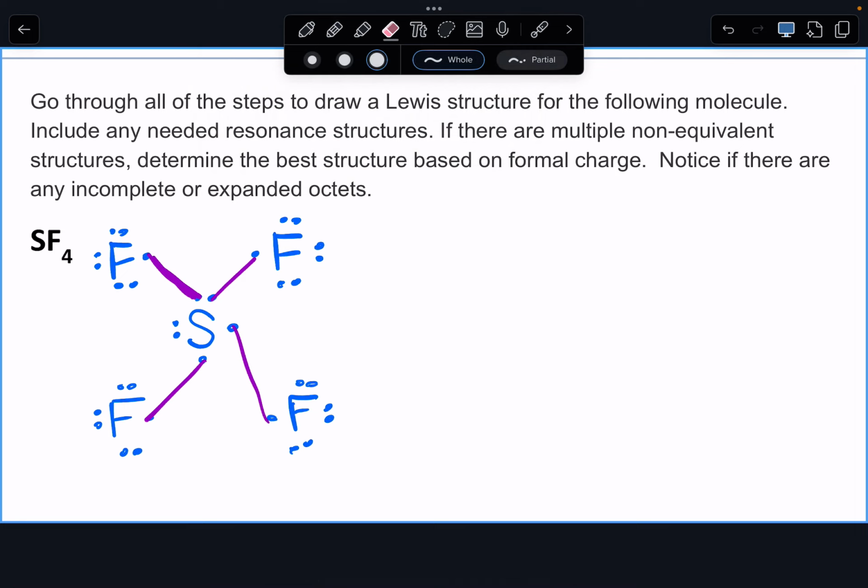Where is, this is a highlighter, right? Oh, nope, that's the eraser. Okay.